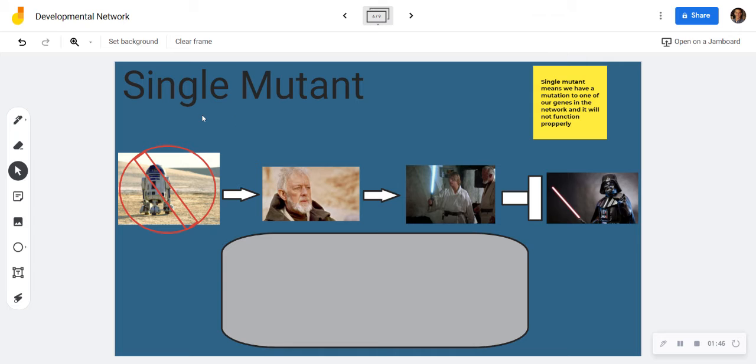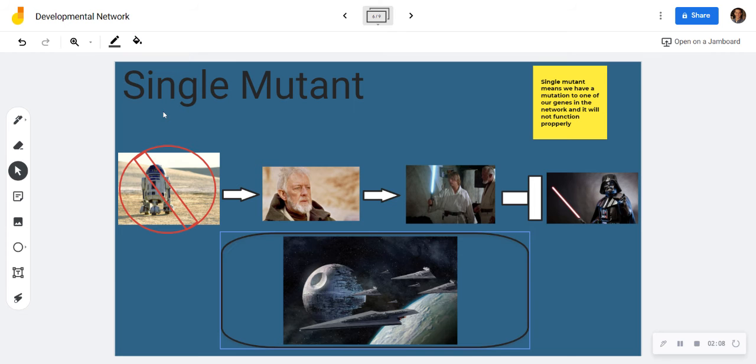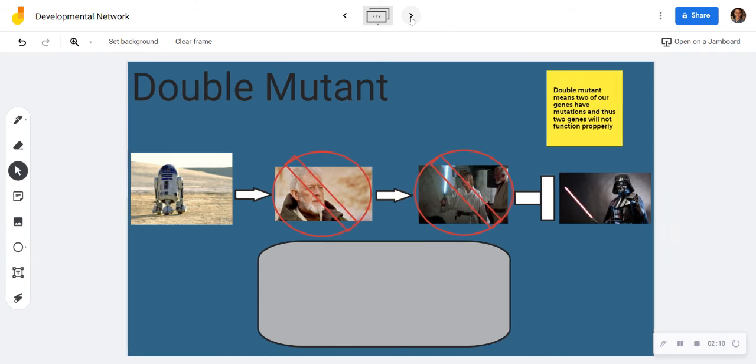Next, we can look at a single mutant. So a single mutant means we have a mutation to one gene and it does not function properly. So here R2-D2 is mutated, so his gene does not function properly, which means he will not travel and deliver the message and Luke to Obi-Wan. Obi-Wan will not train Luke. Therefore, Luke cannot defeat Darth Vader. So the end phenotype or outcome is the Empire.